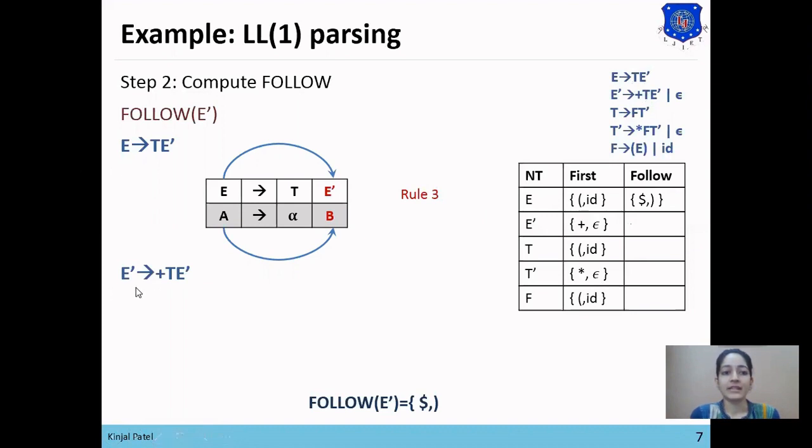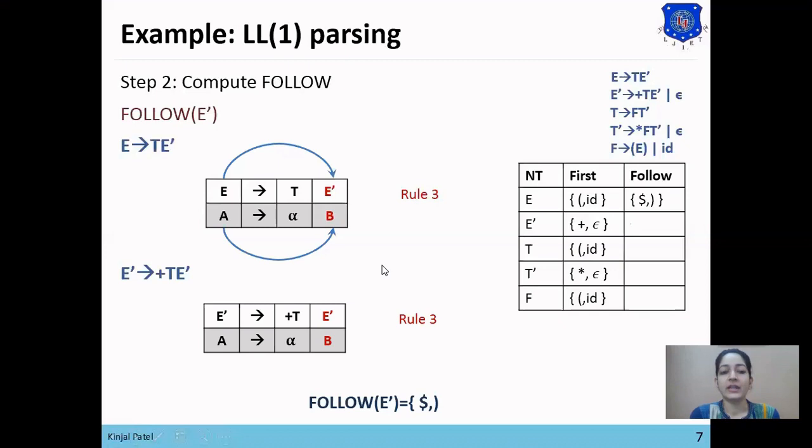Now second statement is E dash produce plus T dash. So we'll compare this statement with the rule which matches with A produce alpha B. So we will apply rule number 3, which says that if no symbol is following E dash, then follow of E dash will be added in follow of E dash. As we are already in follow of E dash, so no more symbol will be added in follow of E dash. So follow of E dash is dollar and closing bracket.